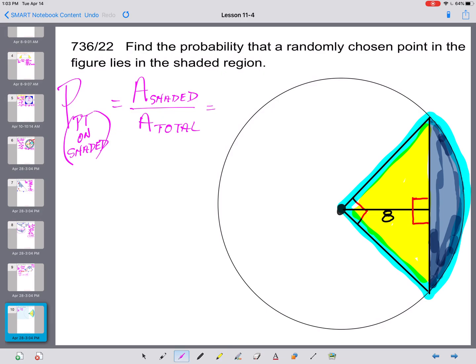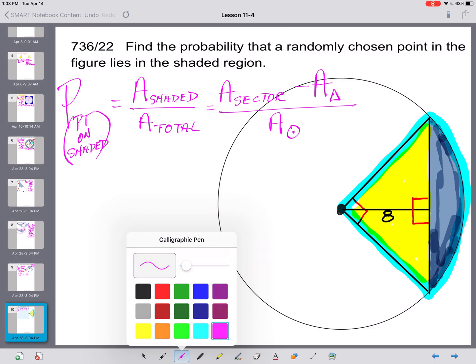So on this particular one, I'm going to go area of the sector minus area of the yellow triangle. Now, area total. Well, what's the area total? The biggest shape you see. Yeah, it's a circle. Well, what do we need for the circle? We need a radius. Can we get that? Take a look at these yellow triangles that you see in there.